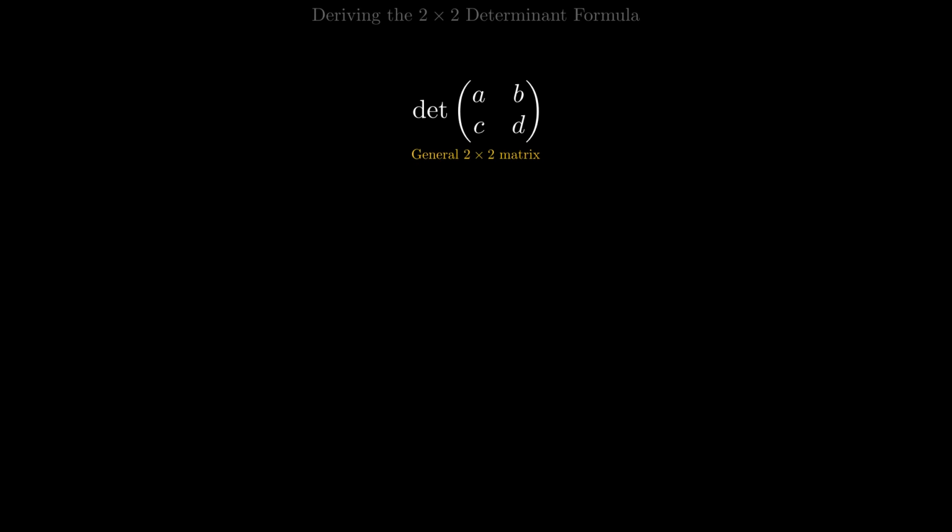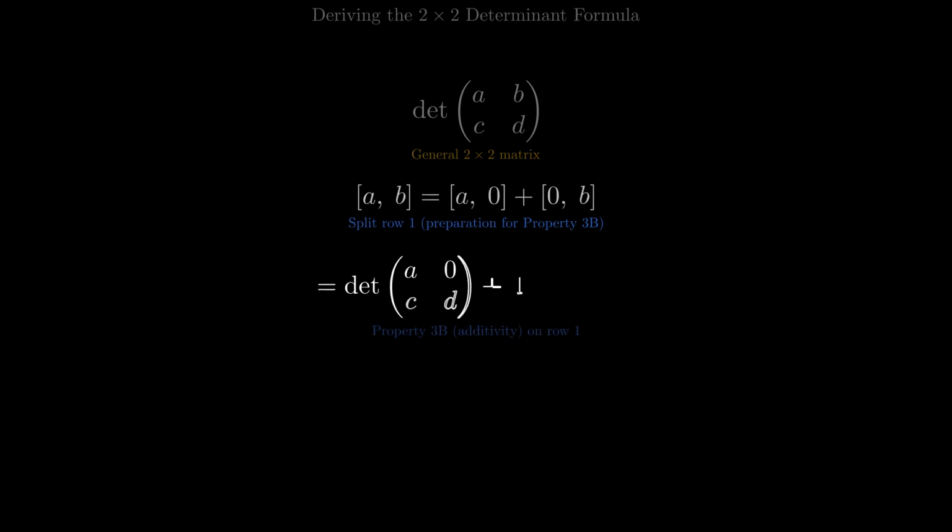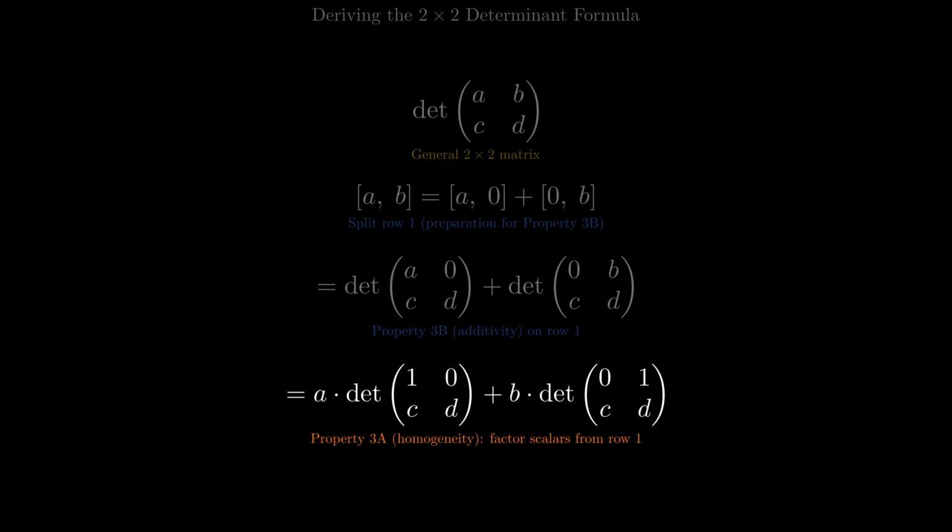Here's the payoff. The three axioms produce the familiar 2 by 2 determinant formula. Start with a general matrix, first row A, B, second row C, D. Apply property 3b to row 1. The vector A, B splits into A, 0 plus 0, B. So the determinant becomes the determinant of the matrix A, 0 over C, D, plus the determinant of the matrix 0, B over C, D. Now apply property 3a, factor A from the first term's top row, and B from the second.